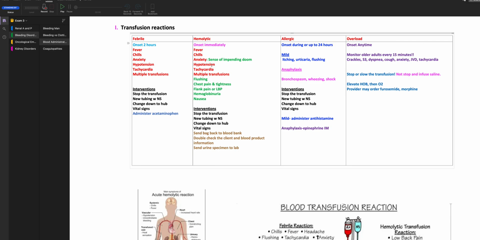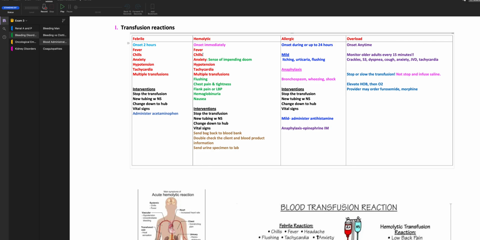And I would look for key features like with hemolytic, they're going to get that sense of impending doom. If you think about it, what happens in hemolytic is the red blood cells start to lyse. So if the red blood cells are lysing, they're essentially losing oxygen off those red blood cells, right? So it makes sense that they have a sense of impending doom. Also makes sense that they have chest pain and tightness and flank pain. Okay, so those are some of the key points that can help you out.